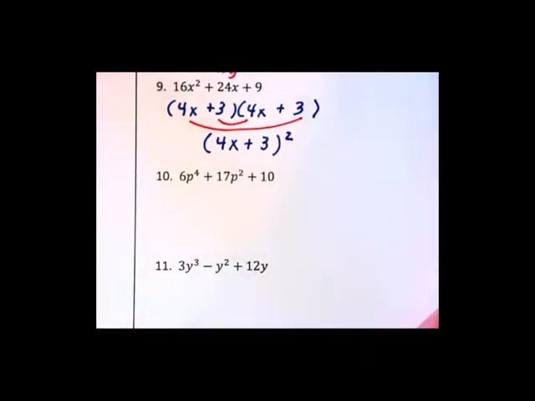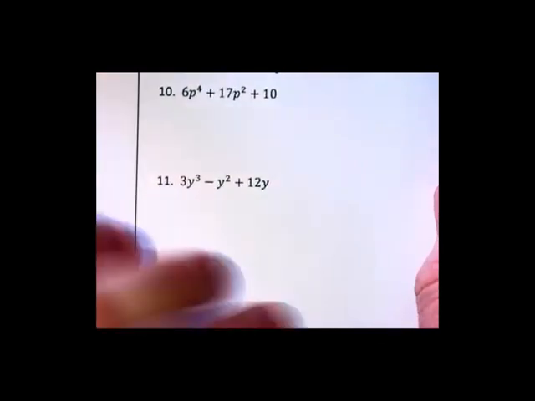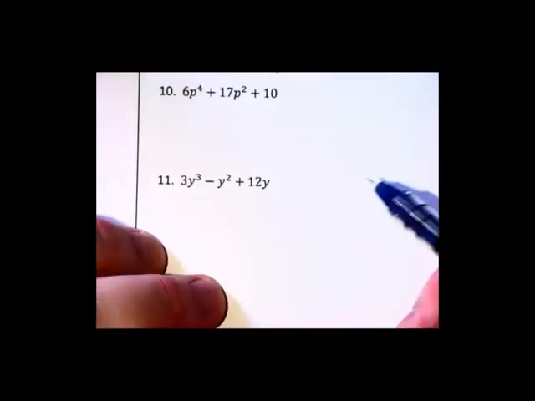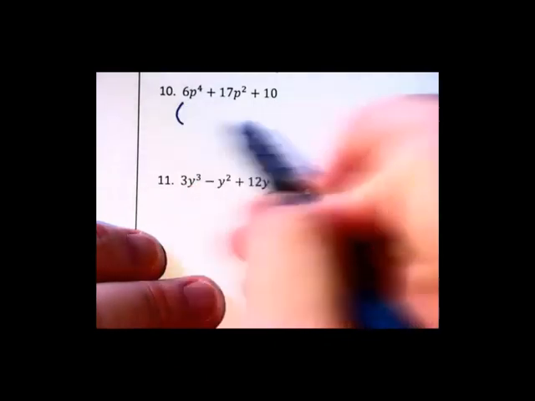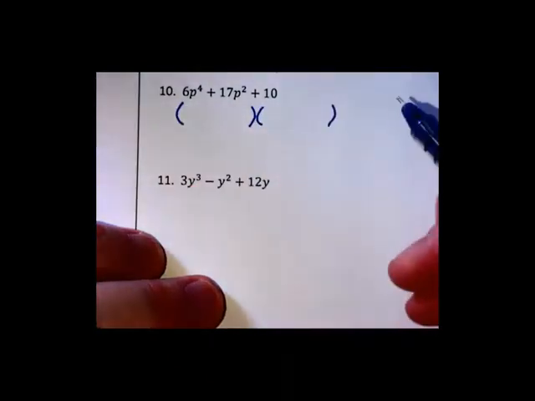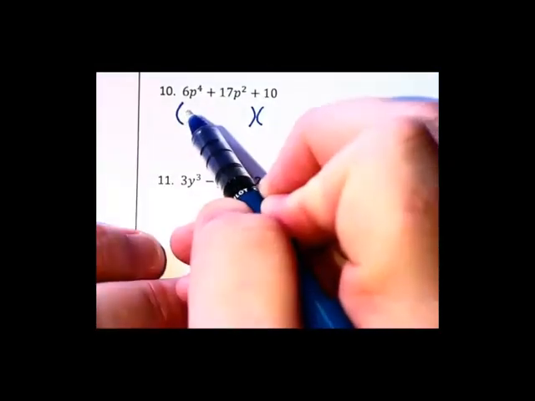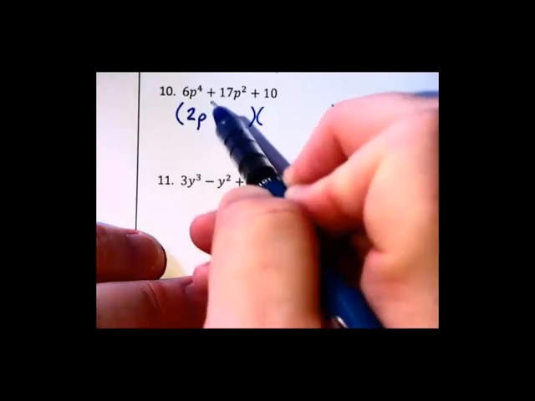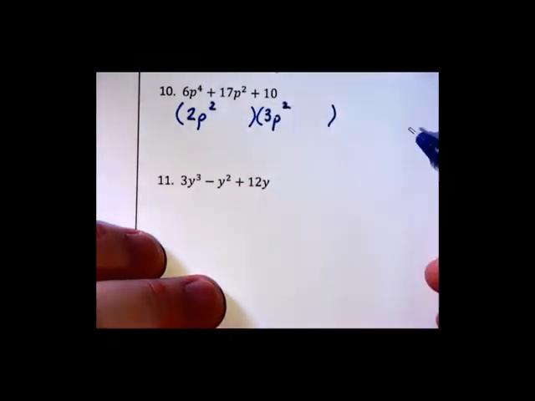Number 10. We look at it, we see a p to the 4th. I'm not going to let that scare me. It just means I'll have a p squared in both parentheses. I don't see any prime numbers, and I don't see any greatest common factors that can be divided out. I'm going to start by trying the balanced approach, the 2p squared and the 3p squared, seeing if that works.